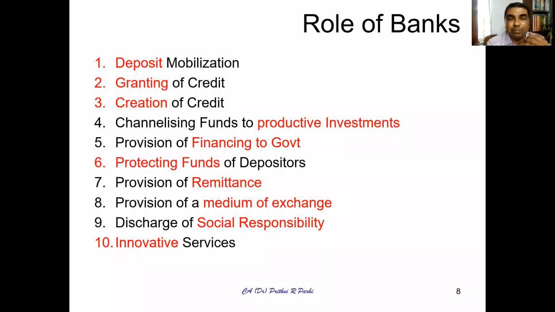First of all, deposit mobilization. That means banks mobilize deposits. How does it happen? All of us must have a bank account. We must have deposited some money. The bank mobilizes that. How does it mobilize? Now all of us feel that money in idle form means the value of money diminishes. All of us know. Okay, so that money should be used to generate some return.